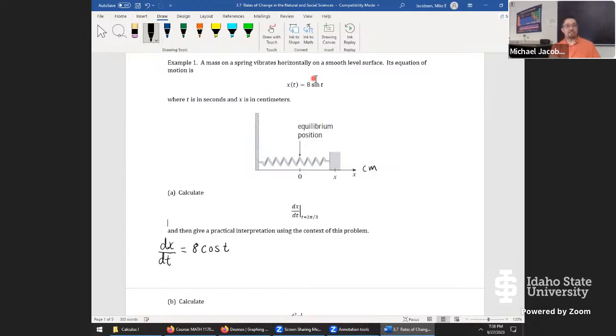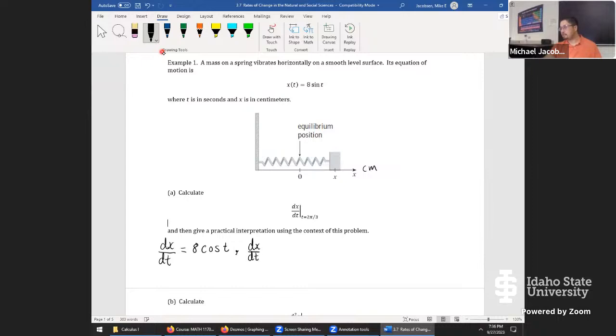So it just becomes 8 cosine t. Honestly, the hardest thing about this derivative is the x of t right there. It's just weird, so it gives us a little bit of mental noise we have to run through before we do the normal thing of getting 8 cosine t. Next thing we need to do is evaluate that when t is 2 pi over 3. So the next work will look like this.